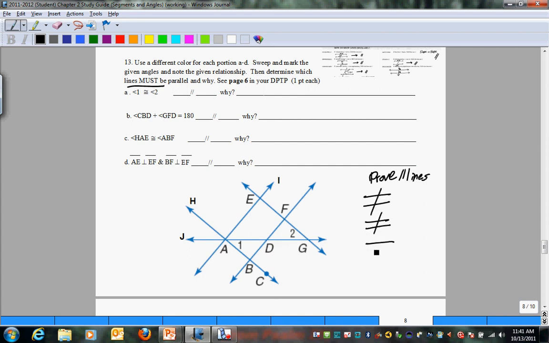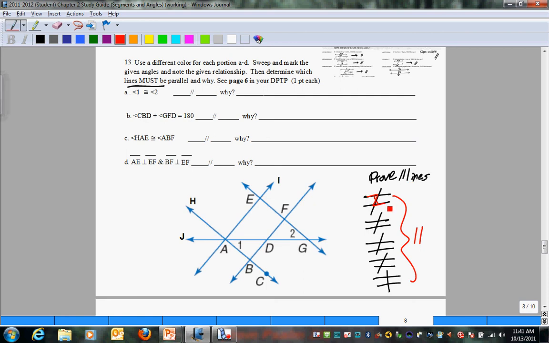Make 5 sets of little baby parallels. It's hard to write. I know. Sorry. No problem. All right, so under these circumstances, you're going to end up with parallel lines. Okay? The first one is if you have alternate interior angles that are congruent, then the lines are parallel.